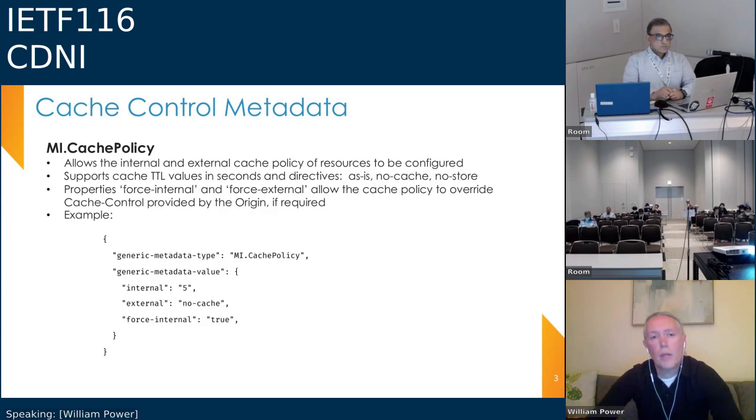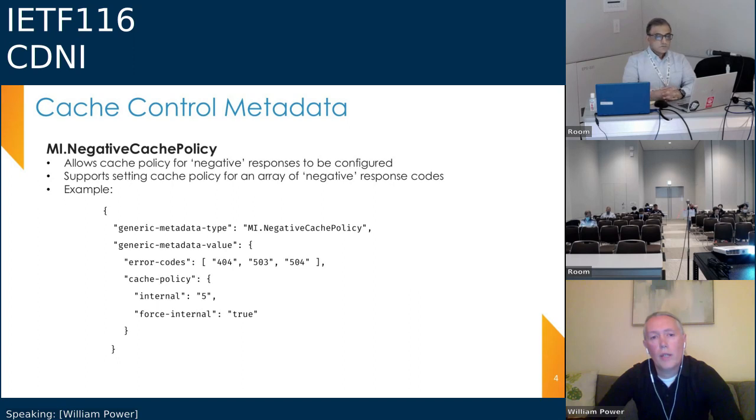Yeah, so the first one here is MI cache policy. And as its name suggests, it's really about how can we configure the caching policy in a downstream CDN. And there's really two key attributes. There's the internal caching policy and the external caching policy. So how does the downstream CDN itself want to cache a particular object, and how does it want to pass the caching information to an external user? There are also attributes to allow you to force that cache policy if set to true. Otherwise, the cache policy set up by the origin will take hold. Next one down.